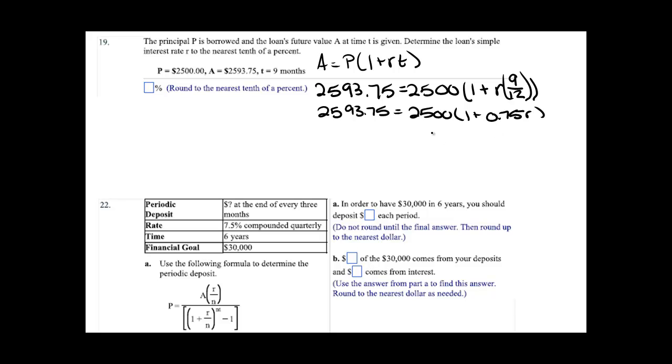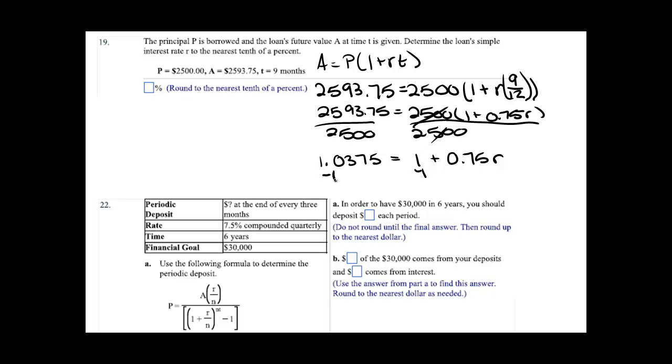Now to solve for R, I'm going to divide both sides by 2,500. And whenever I do that, I get 1.0375 equals 1 plus 0.75 R. So now we need to subtract 1 from both sides, and we're going to get 0.0375 equals 0.75 R. Divide both sides by 0.75.